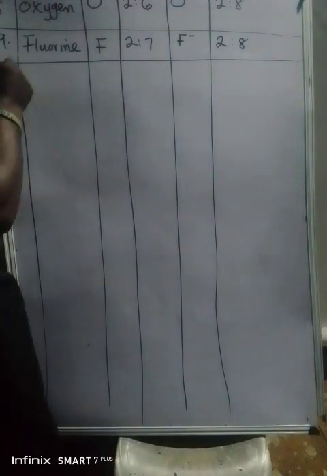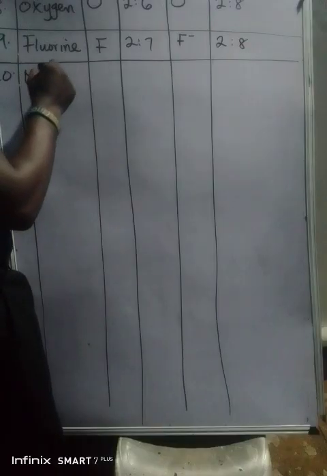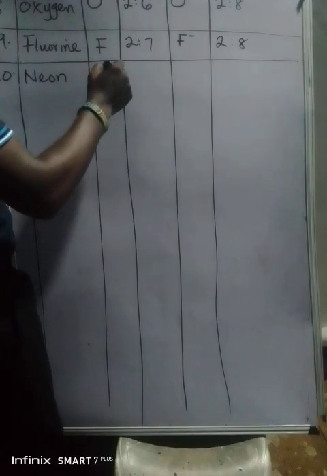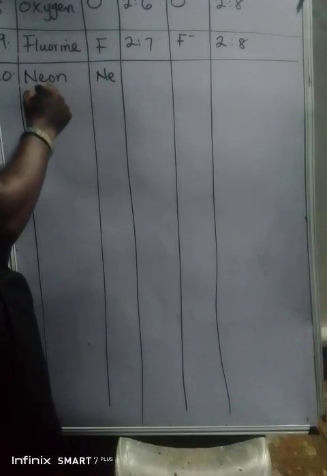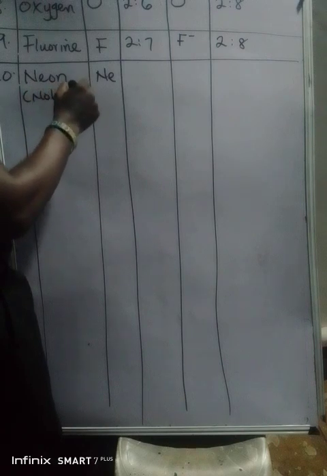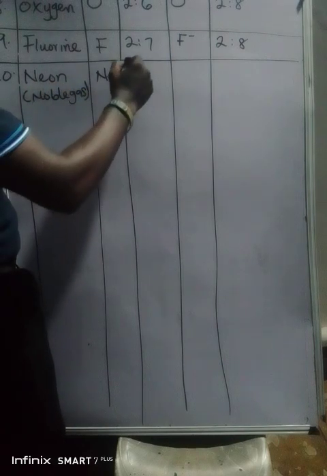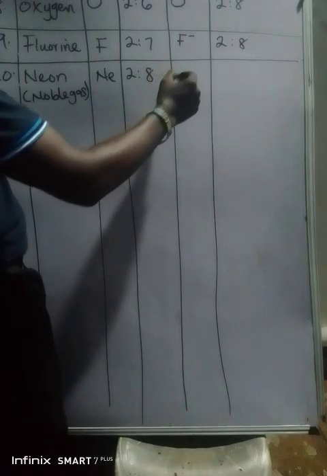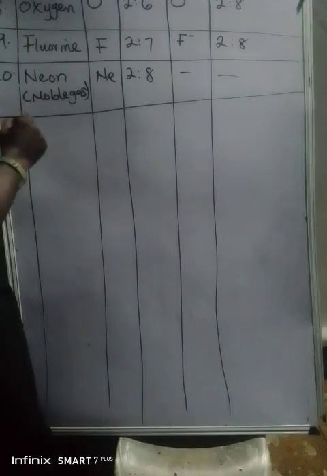Then number 10 is neon. Neon is a noble gas. Noble gases do not form ions. 2, 8. Its outer shell is already fully filled. So it's not borrowing, it's not losing. Then number 11 will now be sodium.